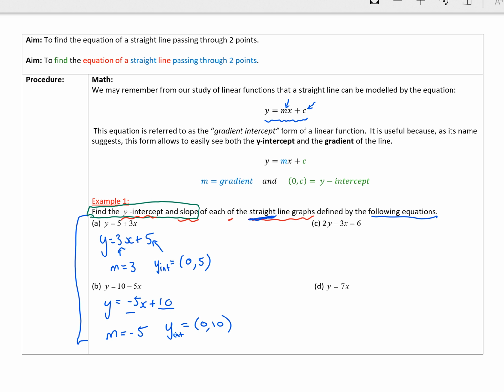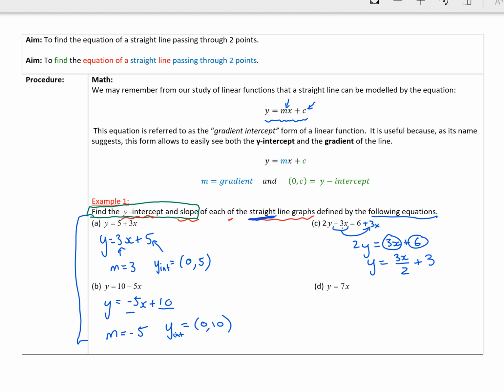Now part C requires a little bit more work. We need to get it into the form of y equals. So the first thing we'll do is add this quantity, this plus 3x, to both sides, and we get 2y equals 3x plus 6. If we divide by 2, y equals 3x on 2, so we'll divide the first term, and we'll divide the second term.